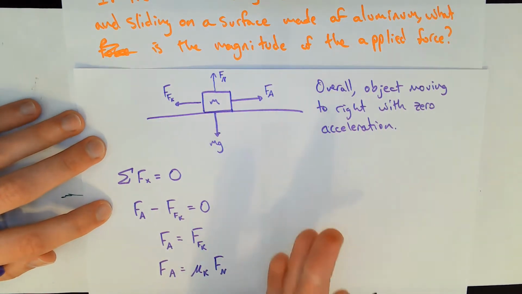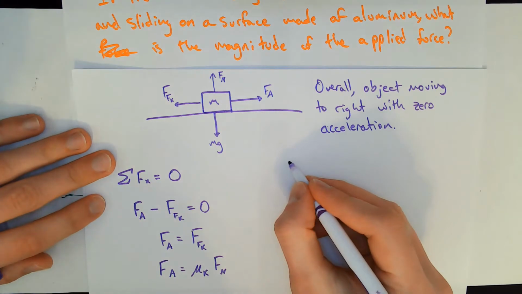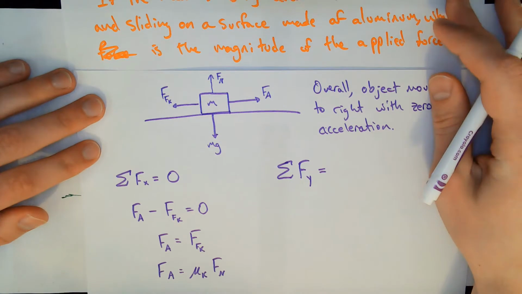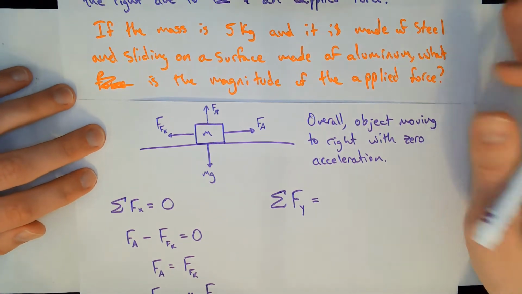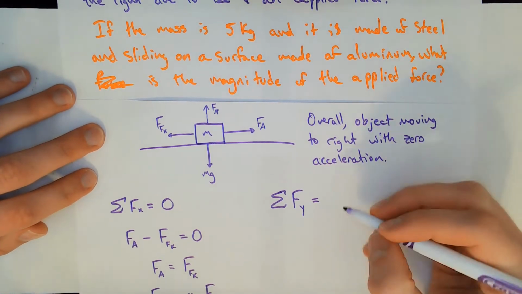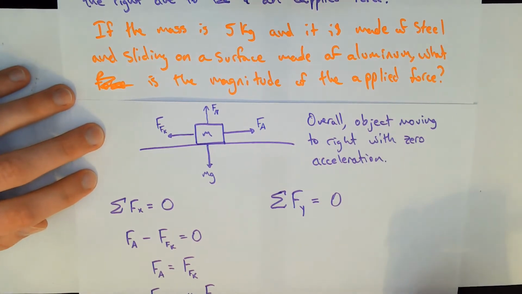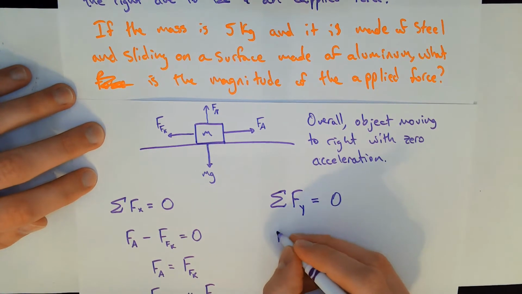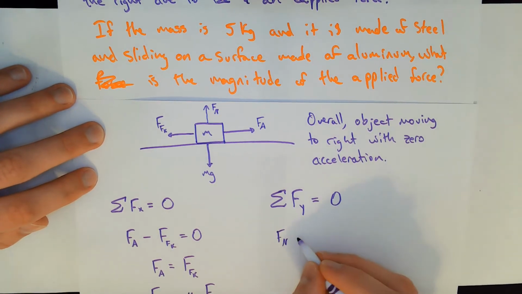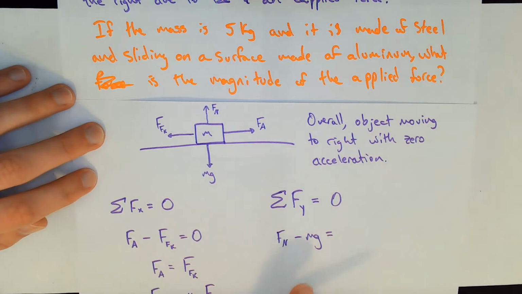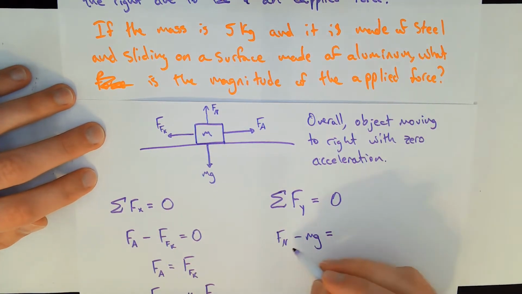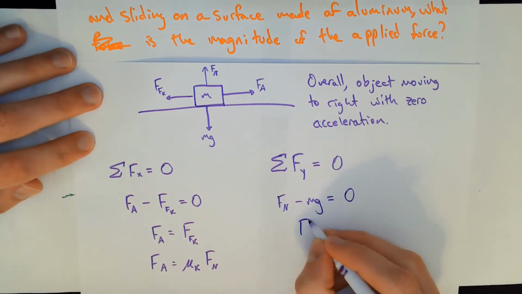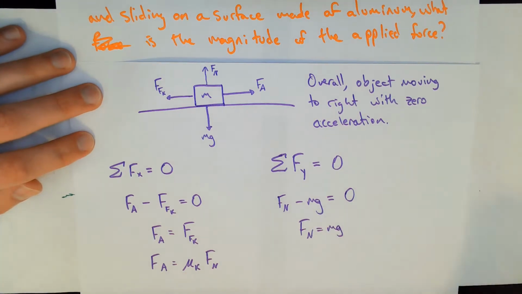So now I need to go to the y direction. So I look at my sum of the forces in the y direction. But just like the last problem, this thing is not accelerating in the y direction. It's not even moving in the y direction. So the sum of the forces in the y direction is zero. There's only two things going on in the y direction. My normal force pointing up, so positive. My weight, the gravity force pushing down, which is negative. Their combination should be zero. That means that my normal force should be equal to mg.